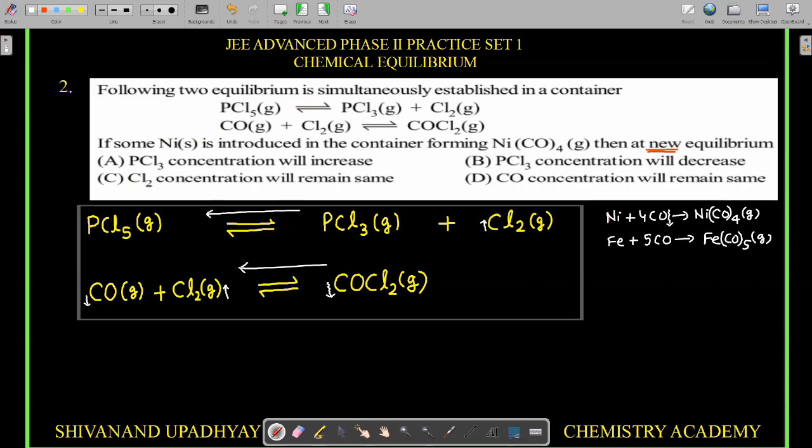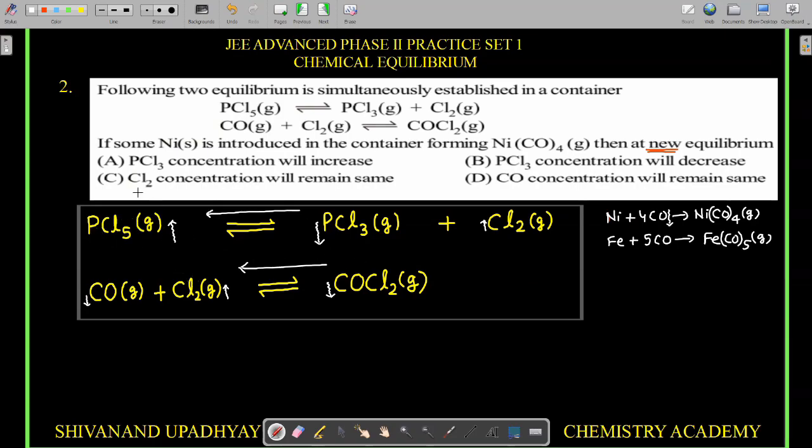So if it moves in backward direction, definitely we can say that the concentration of PCl3 is going to decrease, and the concentration of PCl5 is going to increase. There is no change in volume. We are predicting in terms of the reaction moving in backward direction. So moles of PCl3 is decreasing, moles of PCl5 is increasing. That's why it is happening.